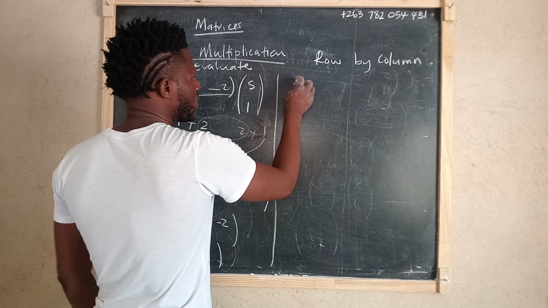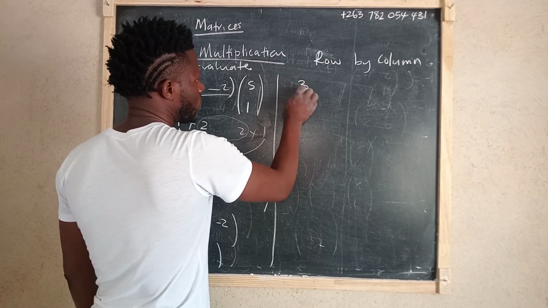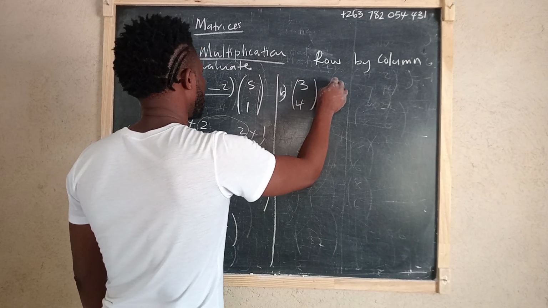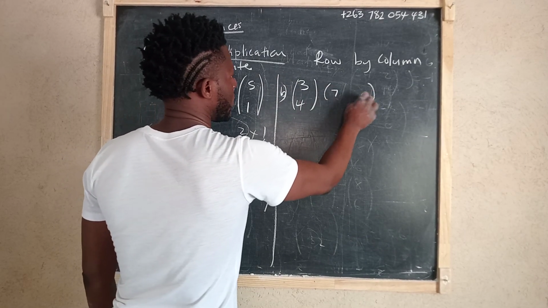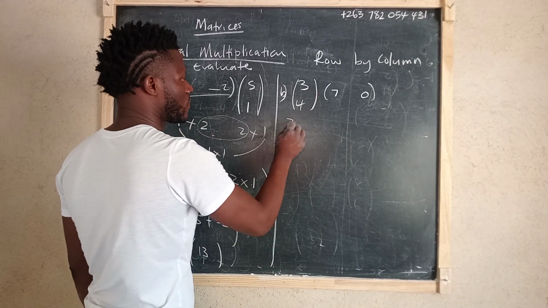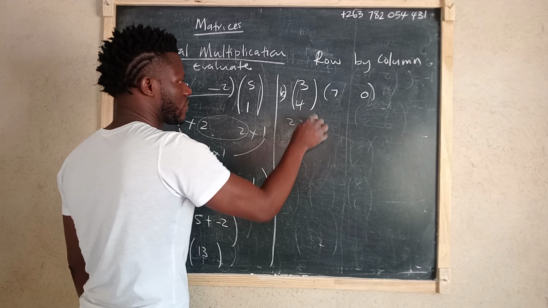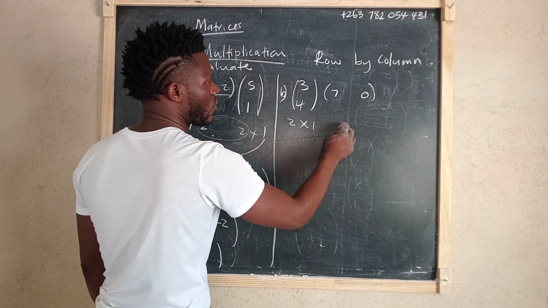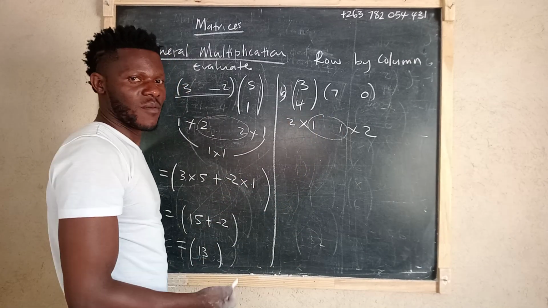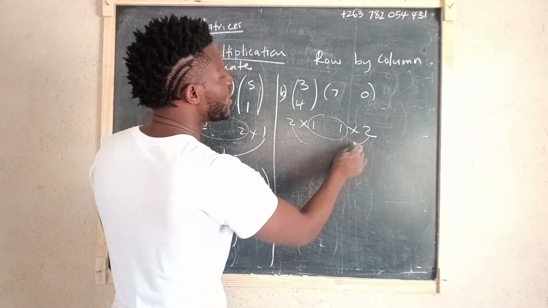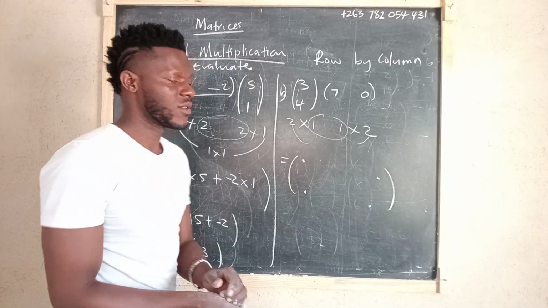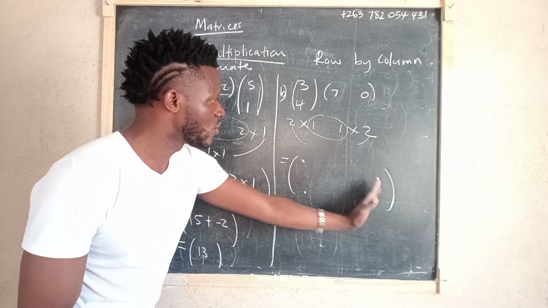Lastly, let's say we have this matrix 3, 4 and 7, 0. Orders first, 1 by 2, then this one, 2 by 1, 1 row by 1 column. Again, it is possible. But interesting, look at the answer. The answer is going to be 2 by 2. 2 by 2 matrices are like this: the 4 numbers, so that's 2 rows and 2 columns.